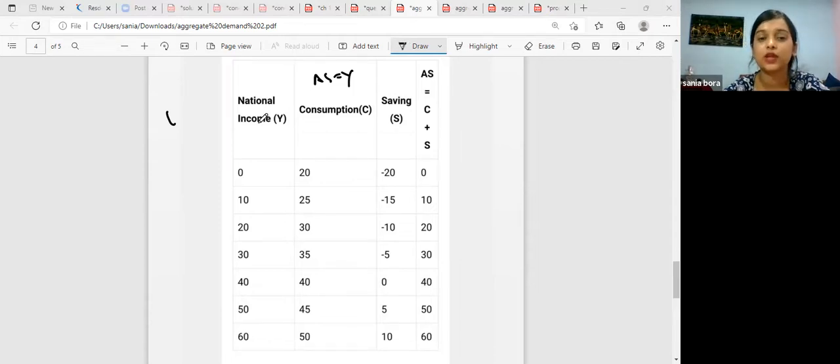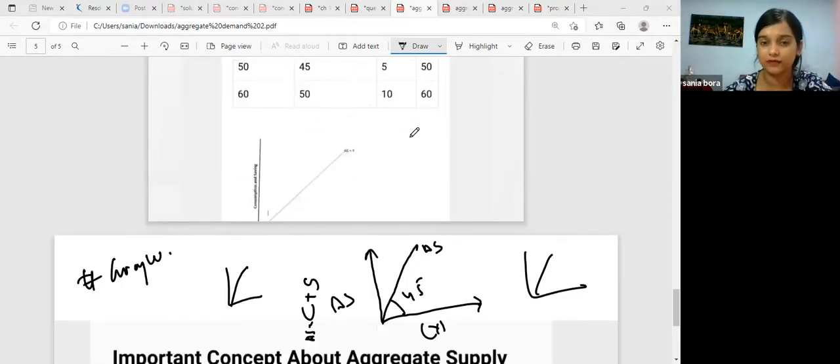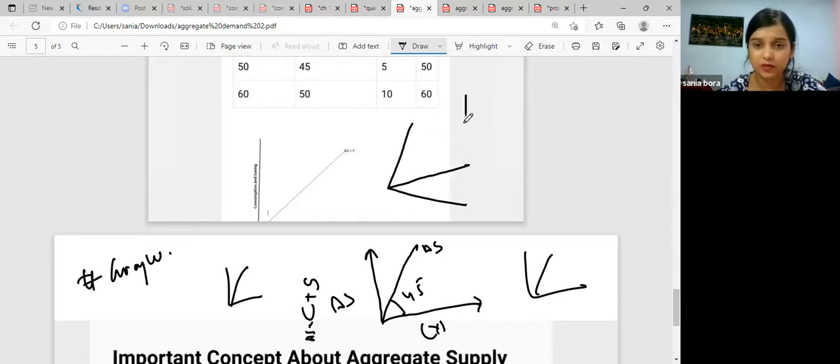Okay. So now you will draw the graph. You will write hashtag graph. The graph will be like this only, right? This is your graph and this is your AS over here. You will write AS equals C plus S. And this is your income.